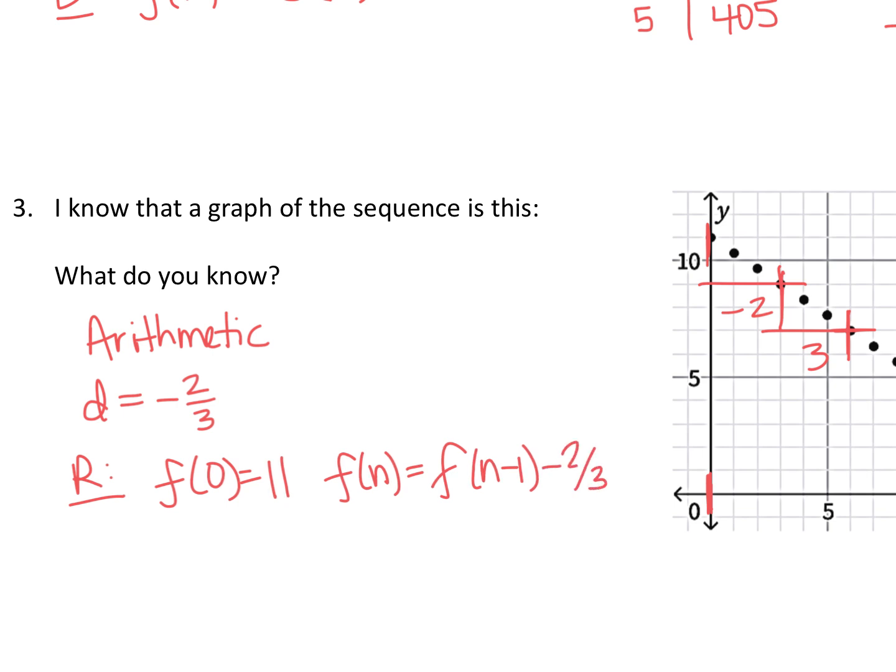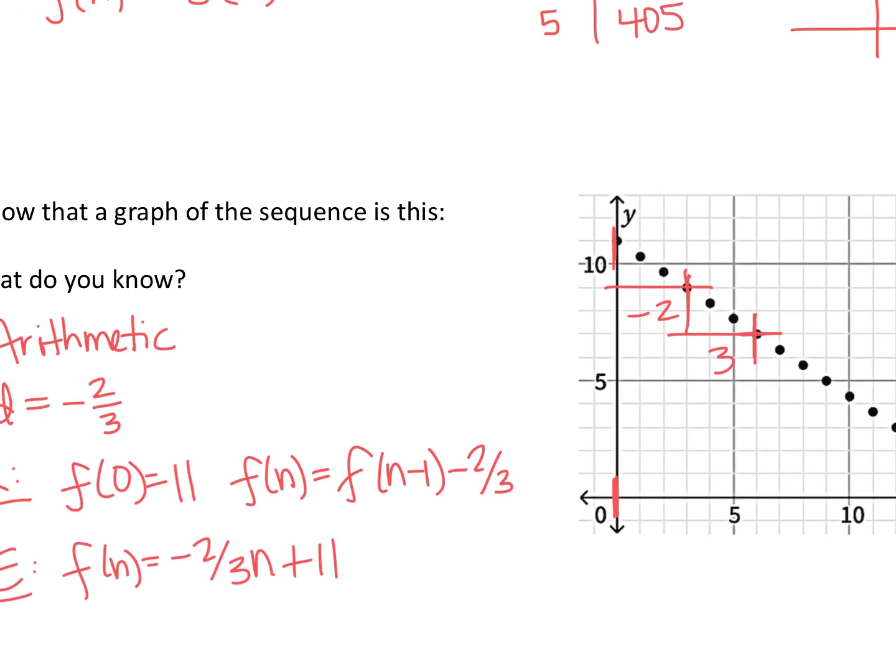Our explicit equation, the pattern is negative 2/3. So we go f of n equals negative 2/3. And I'm just going to use the 0 term 11, so I can just do n. Don't have to do n minus 1, just do n plus 11. Okay, I could also add a table here if I wanted to. So let's add that over here.